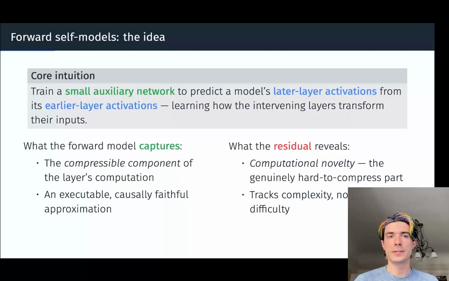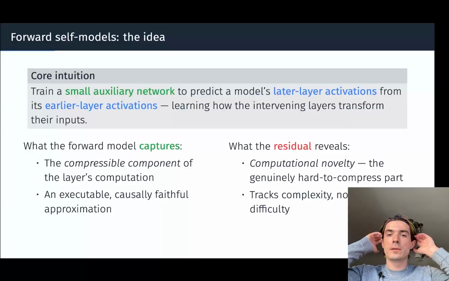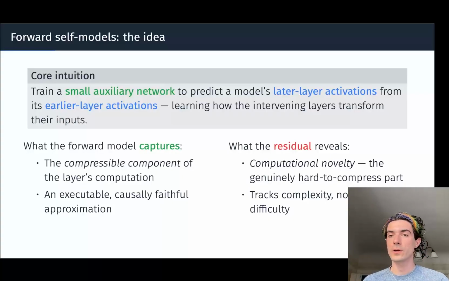So to that end, I am going to tell you about forward self-models, which broad idea is you train a small auxiliary network to predict the model's later layer activations from its earlier layer activations. Basically, you're going to be learning what the intervening layer or layers transform their inputs over the course of the block that you're predicting. So you're going to sample the activations at an early stage and a later stage and just predict the transformation that goes on in the network in between those two things.